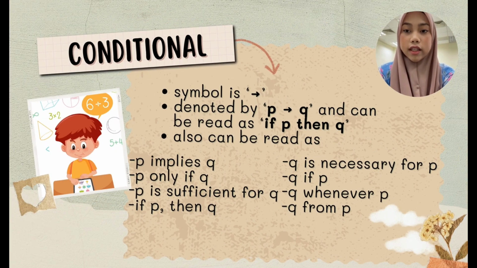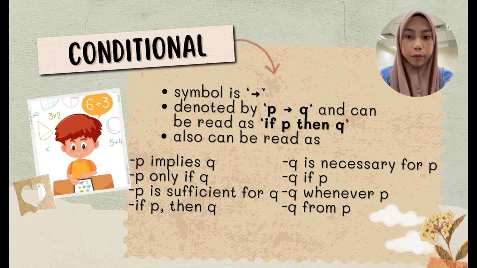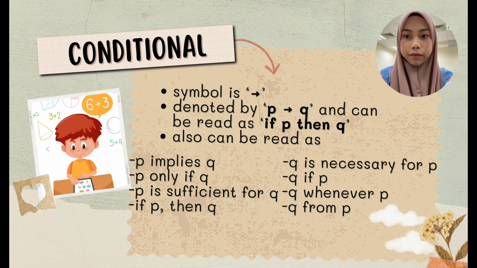The symbol is like arrow. It is denoted by P arrow Q, but it is read as if P then Q. But in conditional, we can write in many ways. For example, P implies Q, P only if Q, P is sufficient for Q, if P then Q. Q is necessary for P, Q if P, Q whenever P, Q from P. Just the position is different.